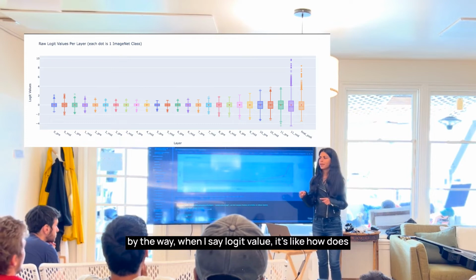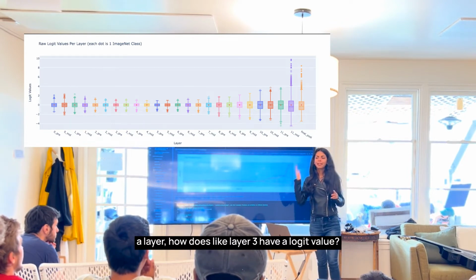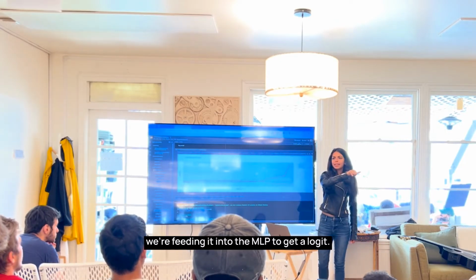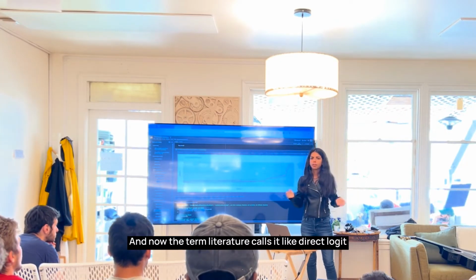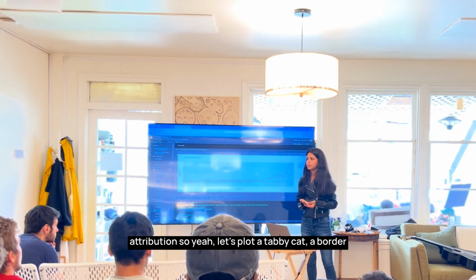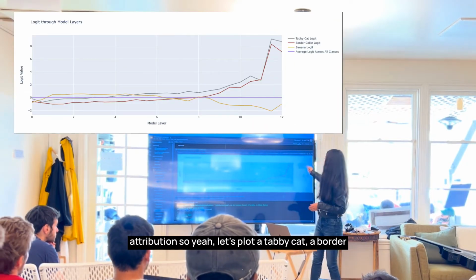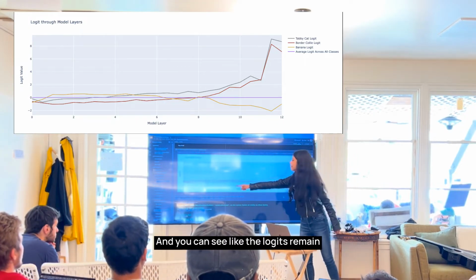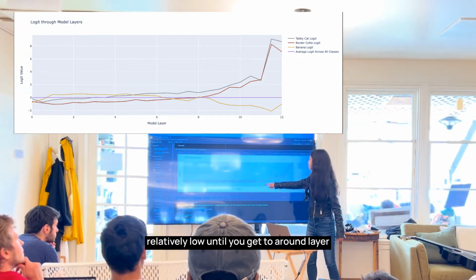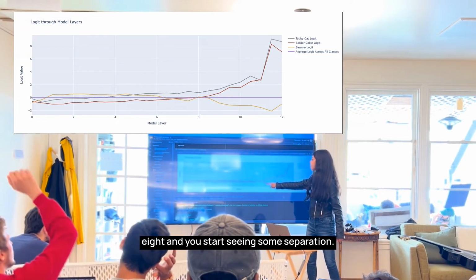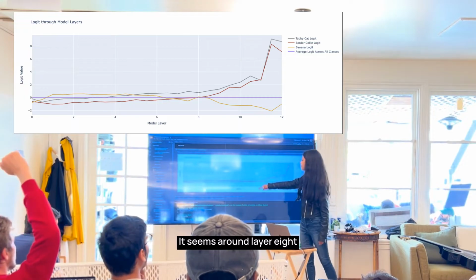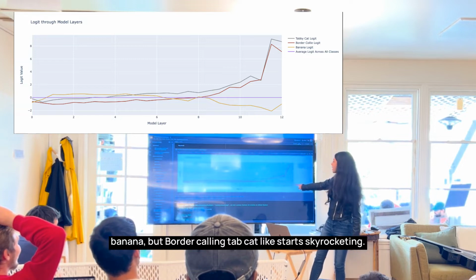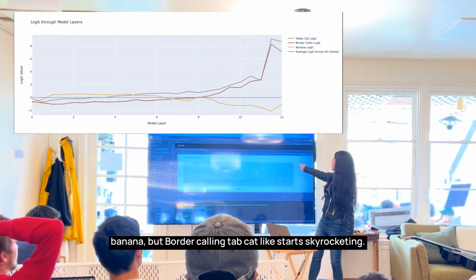By the way, when I say logit value, how does layer 3 have a logit value? We're effectively taking the class token and feeding it into the MLP to get a logit. Mechanistic interpretability literature calls it direct logit attribution. So let's plot a tabby cat, a border collie, and a banana just as a sanity check. You can see the logits remain relatively low until you get to around layer 8 and you start seeing some separation. It seems around layer 8 something's happening in the model. Banana goes down, the model goes, it's not a banana, but border collie and tabby cat start skyrocketing.